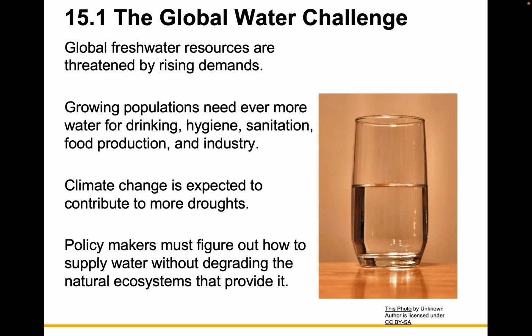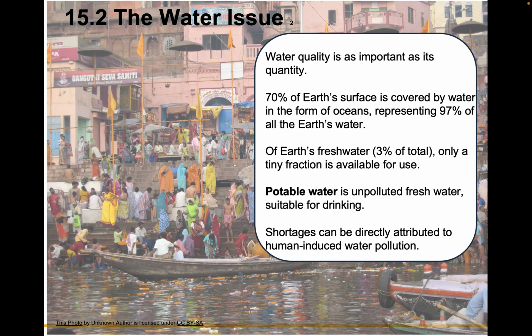Global freshwater resources are threatened by rising demands. Growing populations need ever more water for drinking, hygiene, sanitation, food production, and industry. Climate change is expected to contribute to more droughts, and policymakers must figure out how to supply water without degrading the natural ecosystems that provide it. Water quality is as important as quantity.